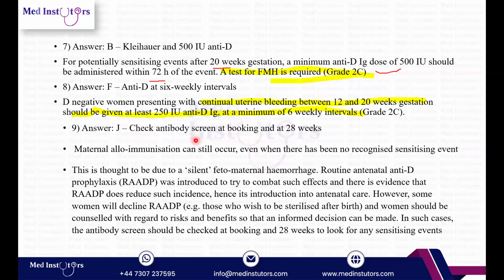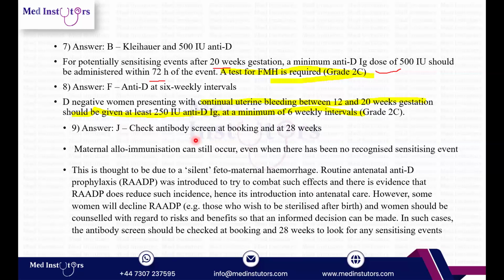So, maternal alloimmunization can still occur even when there has been no recognized sensitizing event. This is thought to be due to a silent FMH that can occur. Routine antenatal prophylaxis was introduced to try to combat such effects, and there is evidence that routine prophylaxis does reduce the incidence, and that is why it has been introduced into the antenatal care pathway. However, some women will decline RAADP, and women should be counseled regarding risks and benefits so that an informed decision can be made. In such cases, the antibody screen should be checked at booking and 28 weeks to look for any sensitizing events.